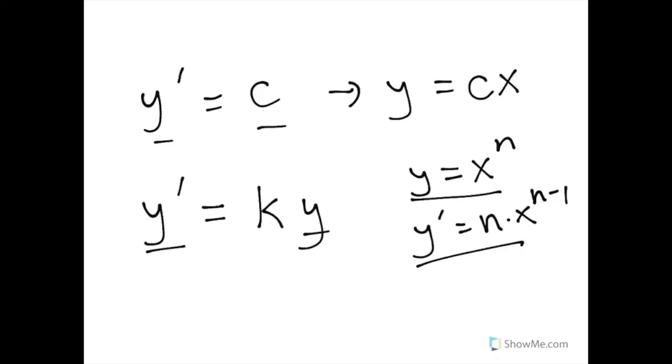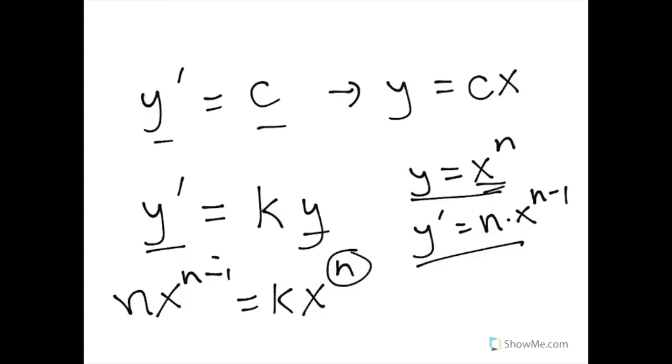You get n times x raised to the n minus 1 equals k times, let's see, what was y again? That was x to the n. Is there any way that x to the n is equal to something that has an x to the n minus 1 in it? No, there's not. So there's no way for this to work with any polynomial or any degree. It doesn't really matter.